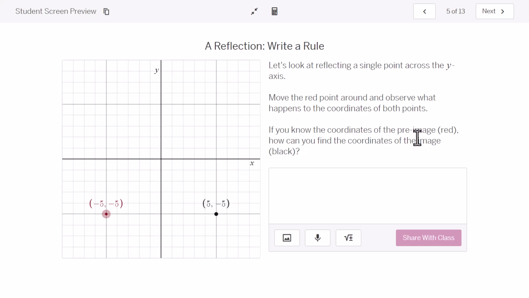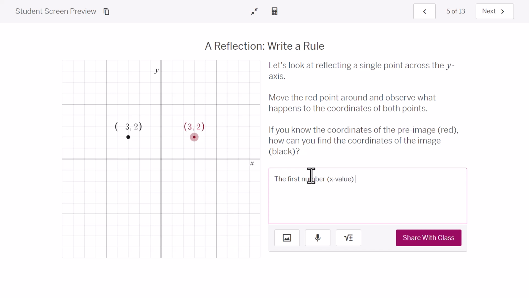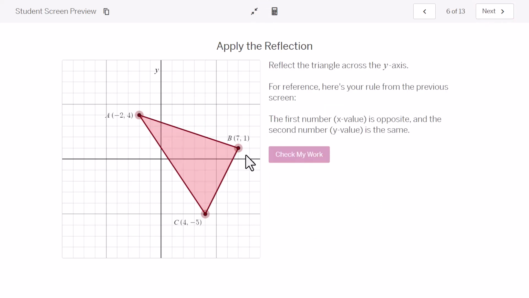So if I know the coordinates of the pre-image, the red one, I can find the coordinates of the black image by saying that the first number, that's the x value, is opposite, and the second number, that's the y value, is the same. So when I reflect it across the y-axis, that's what I notice. So let's go ahead and try this out.